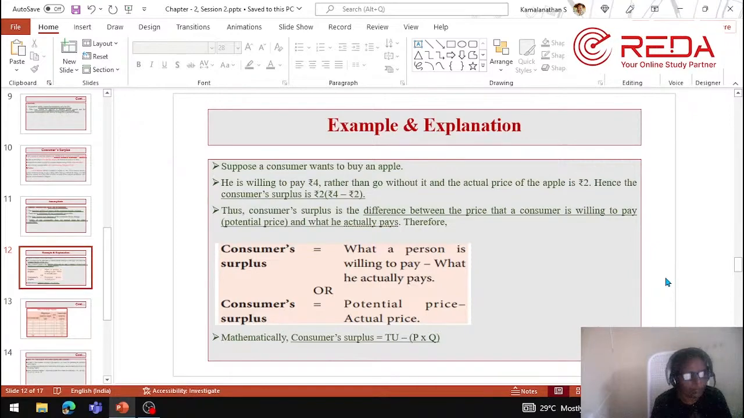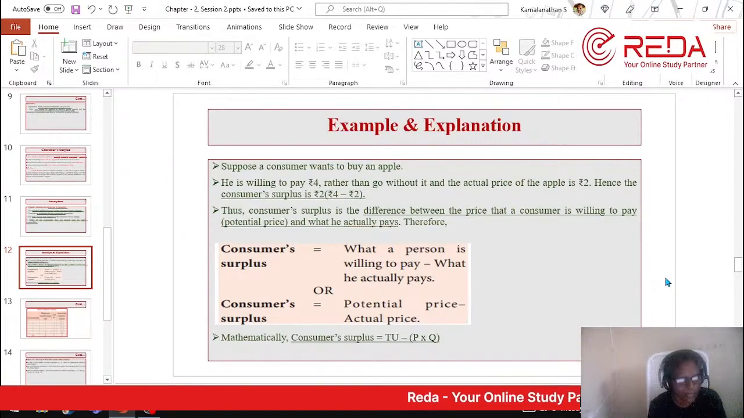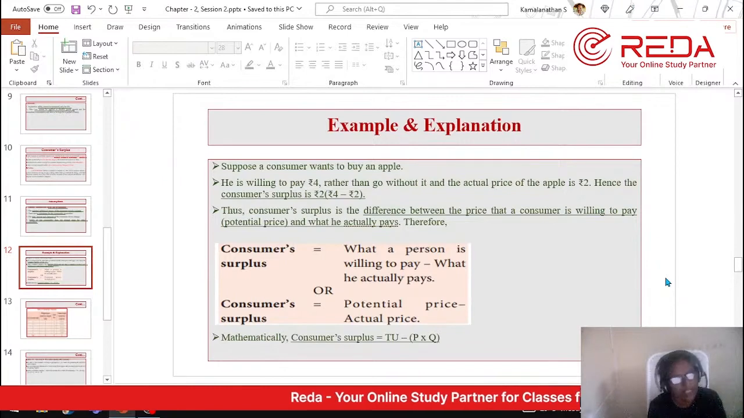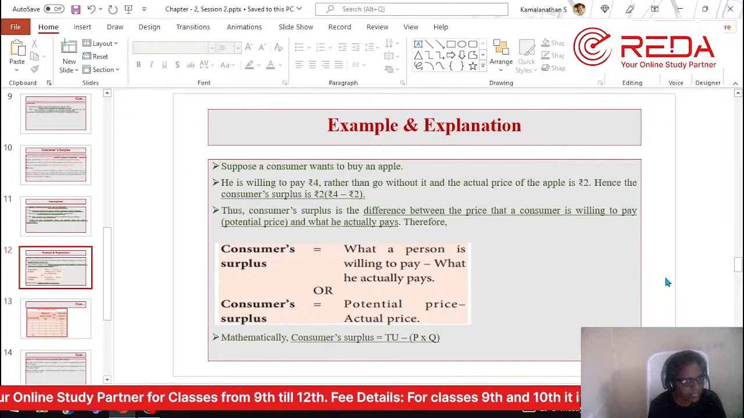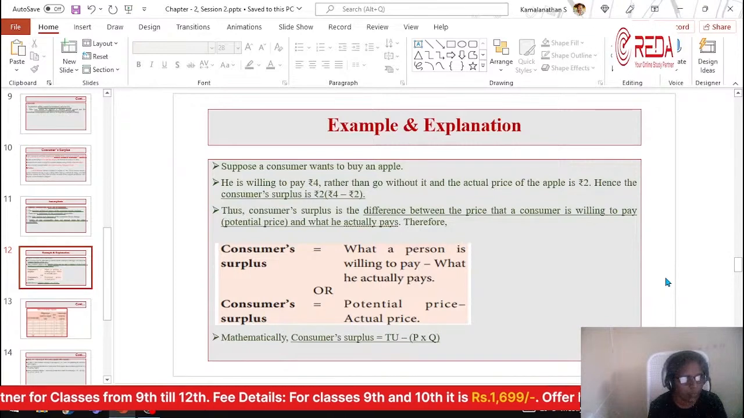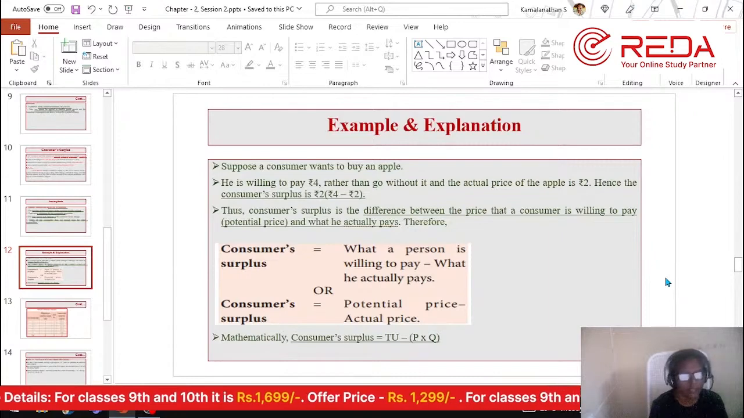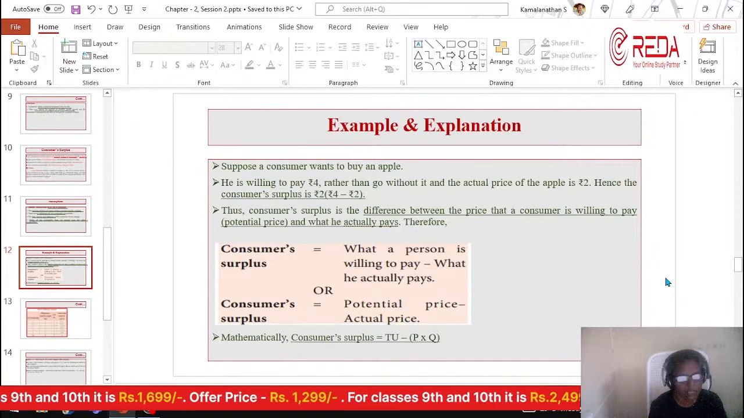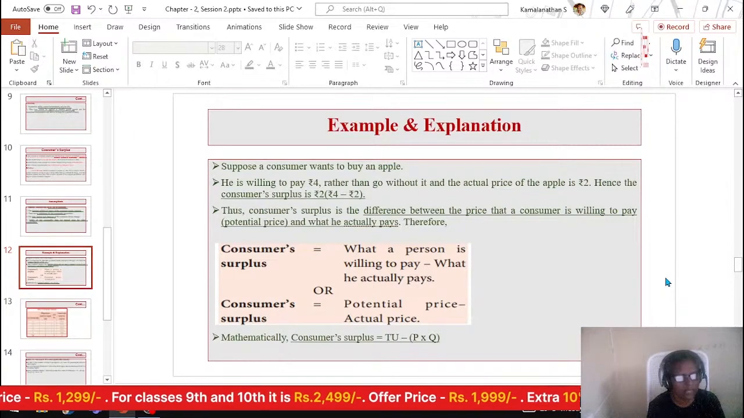I have the potential to allot the money for purchasing one unit of a commodity, which we call the potential price. But the actual price, after going to the shop, I see that one unit of a commodity is only 2 rupees. That is the actual price fixed by the seller in the shop. So the potential price minus the actual price is the consumer surplus. Okay, so the concept of consumer surplus is what a person is willing to pay minus what he actually pays. Or we can write consumer surplus as potential price minus actual price, and mathematically we can write this consumer surplus as what?